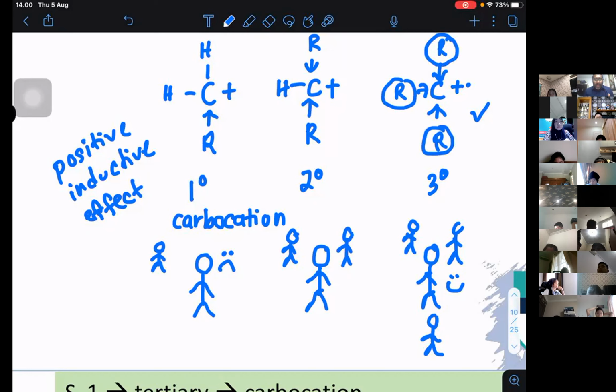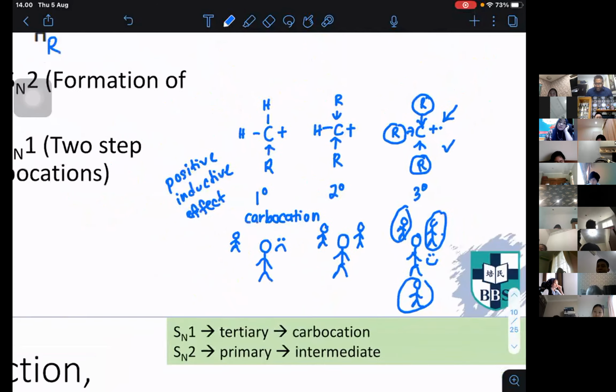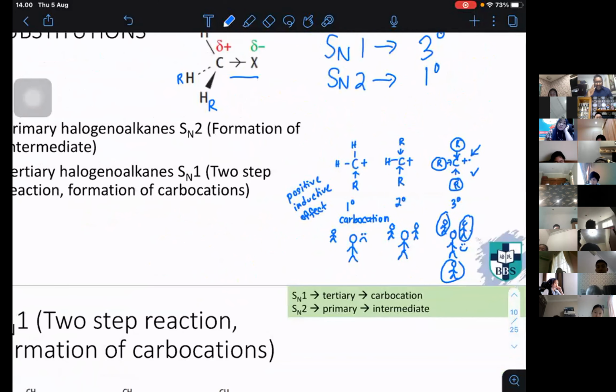If that is happening, it means that this particular carbocation is going to be very, very stable. That is the reason, if you are sharing the sadness with three people, you will become very happy. You are going to be more stable. So that is the explanation over here. So always remember, they always want to form tertiary carbocation compared to secondary, compared to primary.